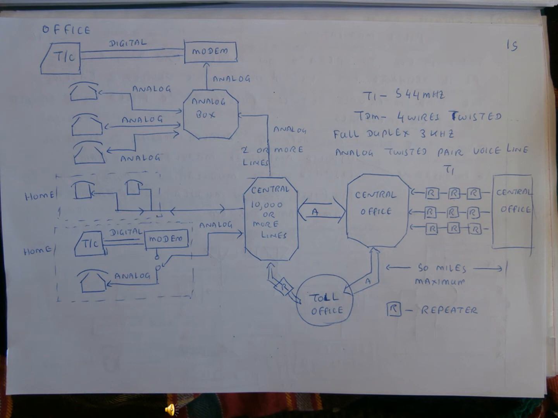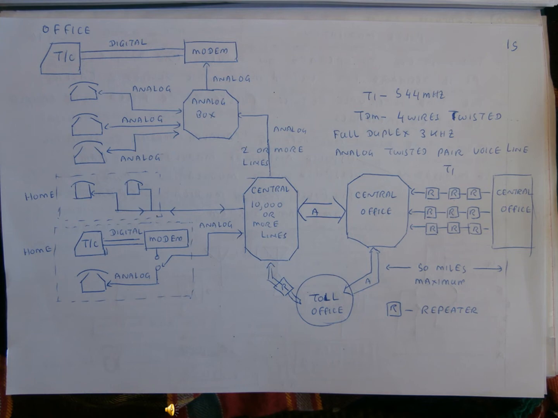Similarly, analog lines are also connected to the central office line. There will be a central office if they have 10,000 or more lines. Those lines are connected to the home telephone system, or the analog modem, and also the digital network. This central office interfaces with another central office, connected through repeaters. Another central office may be 50 miles away at maximum.